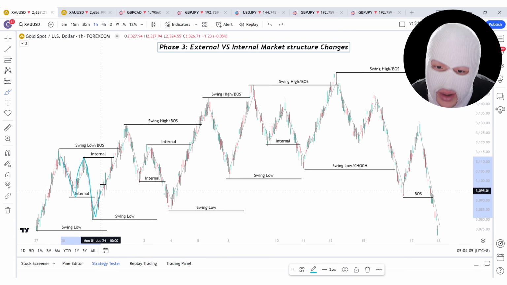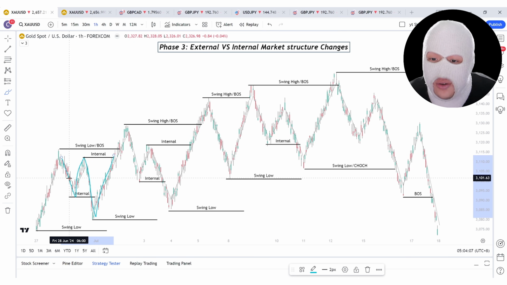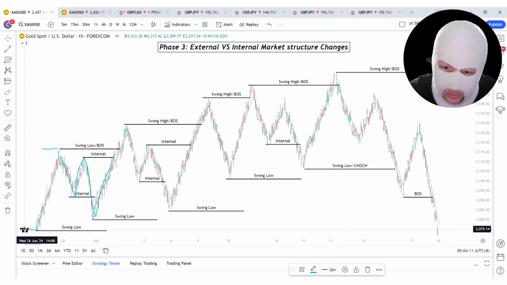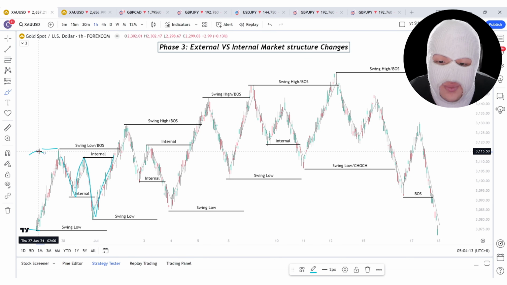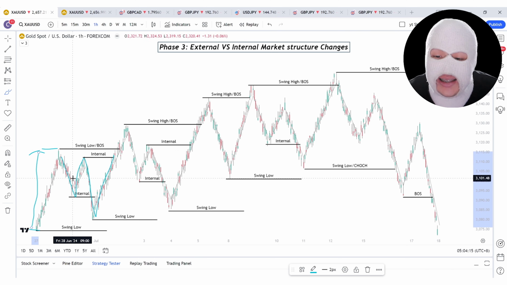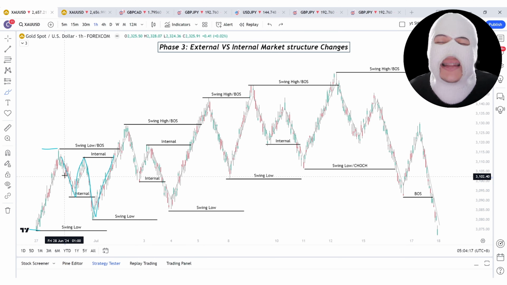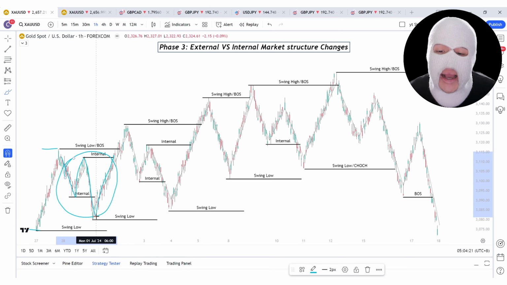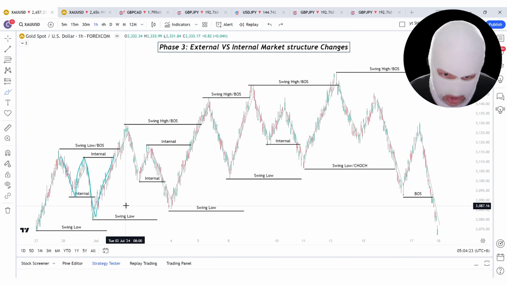I repeat one more time. The price area from this swing low to this swing high is known as the external range. Price movements within the external range is what we call internal ranges. In other words, your internal ranges make up the internal market structure.